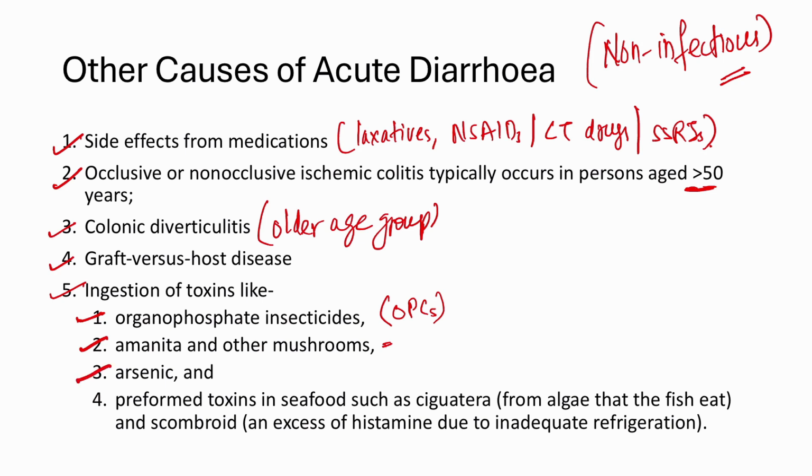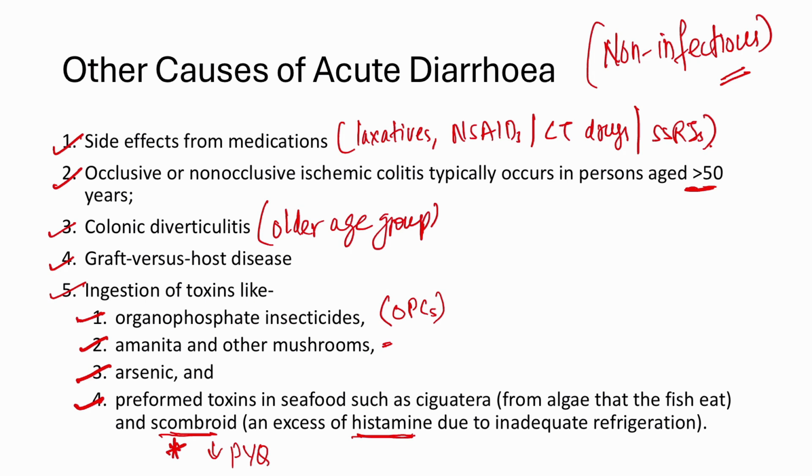Arsenic in itself can cause diarrhea. Preformed toxin in seafoods like ciguatera and scombroid. Scombroid poisoning contains histamine. This is a previously asked question in some entrance exam, NEET PG or something. This is a very important point to remember per se. Scombroid poisoning contains histamine, and histamine can cause diarrhea.